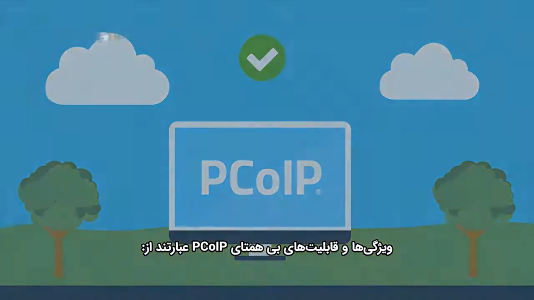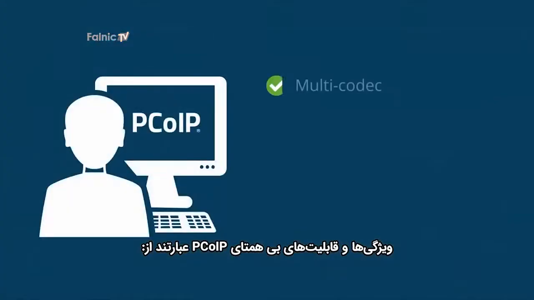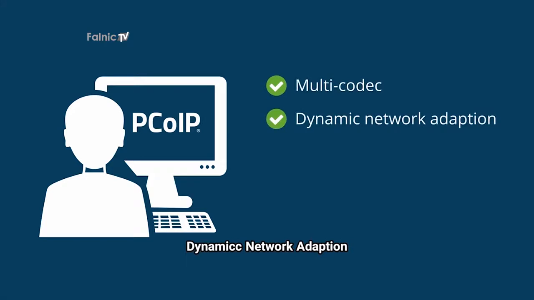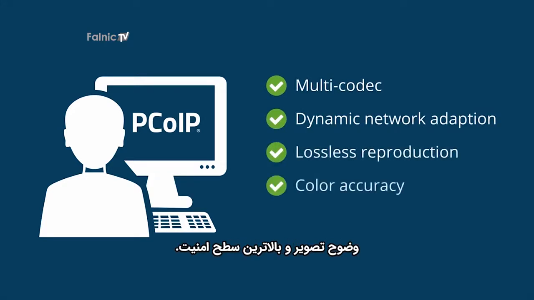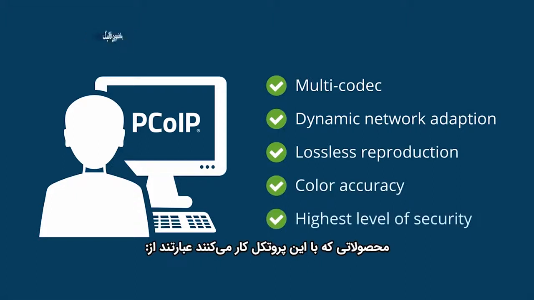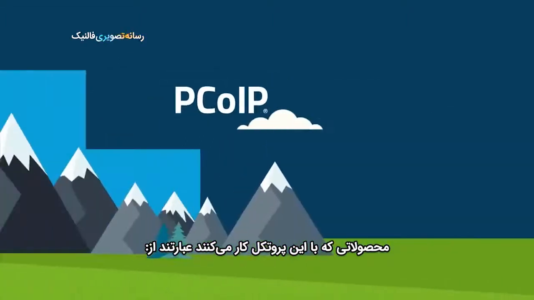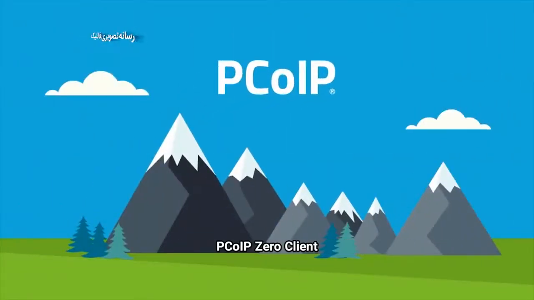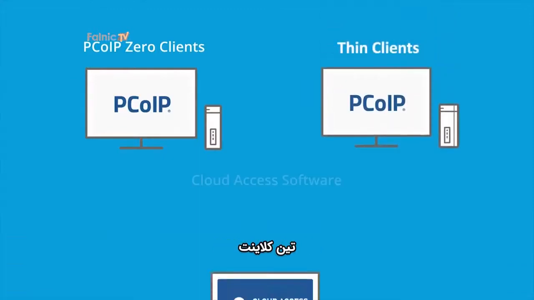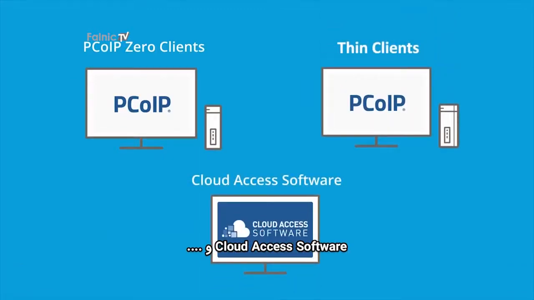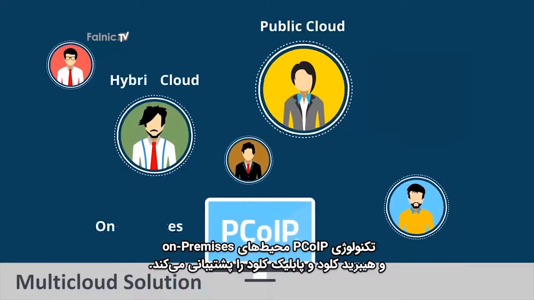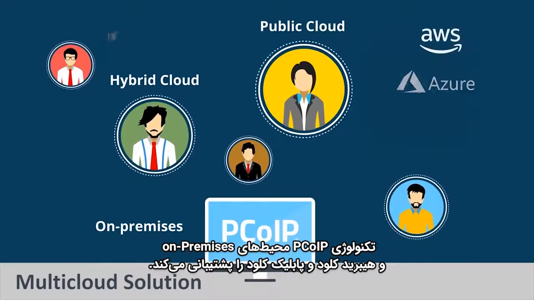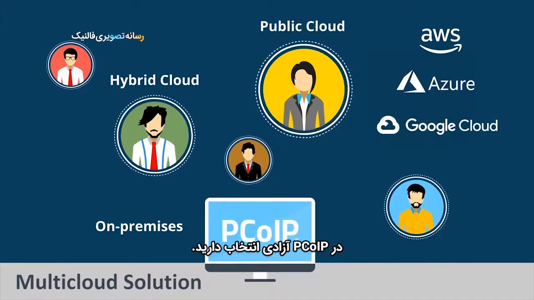The unique features and capabilities of PCoIP, multi-codec, dynamic network adaptation, lossless reproduction, color accuracy, and the highest level of security, form the basis for the PCoIP products, including PCoIP Zero clients, thin clients, cloud access software, and more. PCoIP technology supports on-premises, hybrid, and leading public cloud environments. Have the freedom to choose with PCoIP.